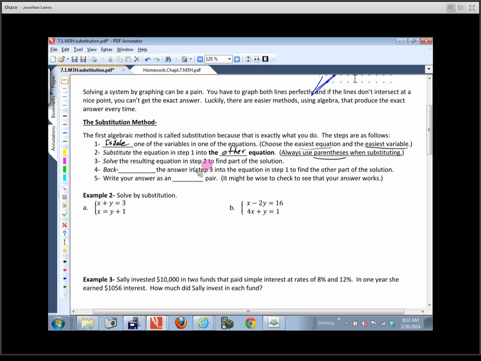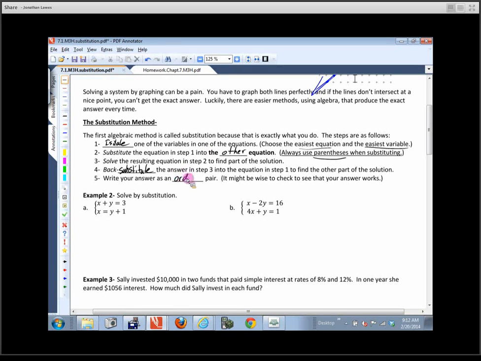Solve the resulting equation in step number 2, because at that point, hopefully it has just one variable. If not, you've got a little bit more work to do. Okay? And then we're going to do what's called back substitute. Back substitute the answer in step number 3 into the equation found in step number 1 to find the other part of the solution.